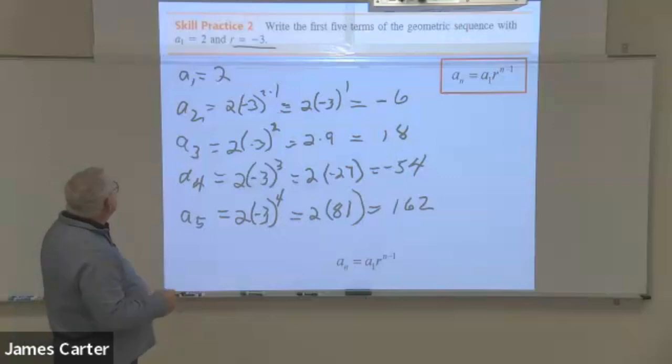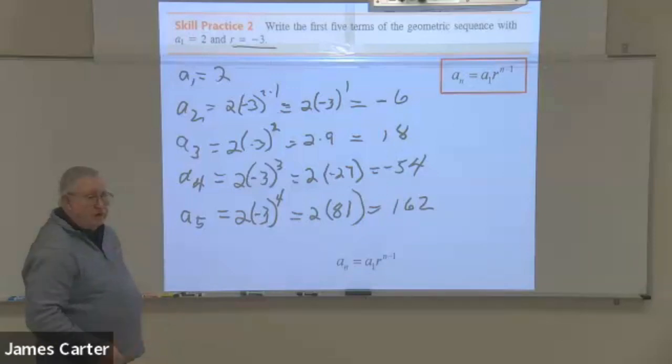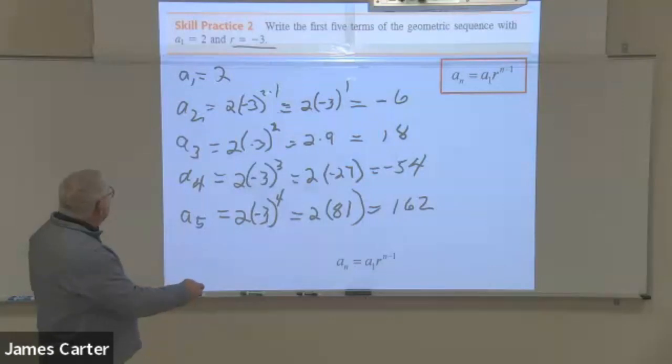Write the first 5 terms of this geometric sequence. They give us the common ratio, they give us the first term. So basically all we have to do is use this formula repeatedly. Okay, first term is 2, done. Second term, 2 minus 1 is 1, so negative 3 times 2 is negative 6. For the third term, 3 minus 1 is 2. Negative 3 squared is 9 times 2 is 18.